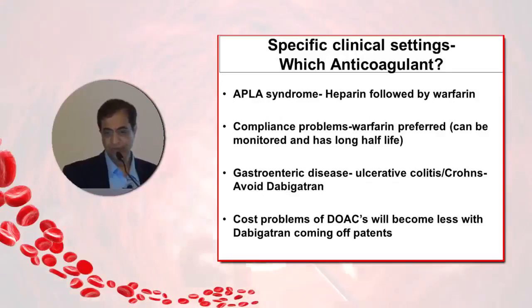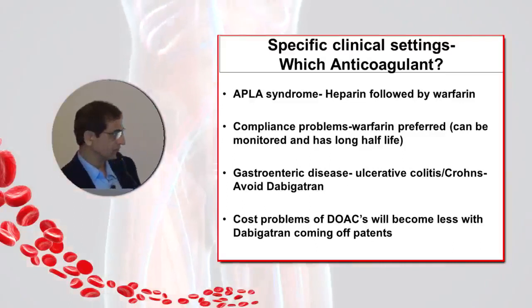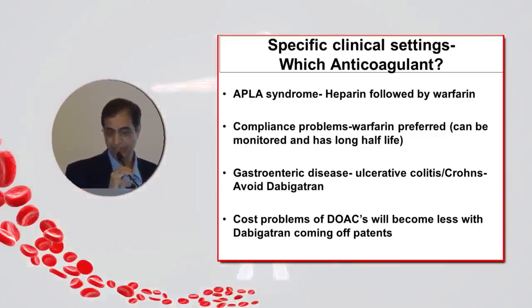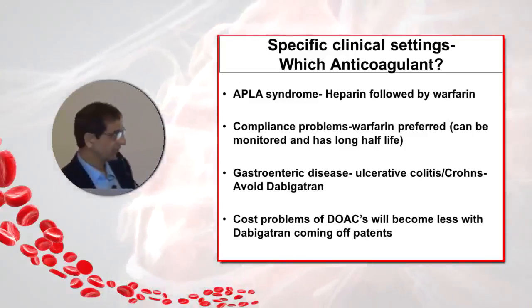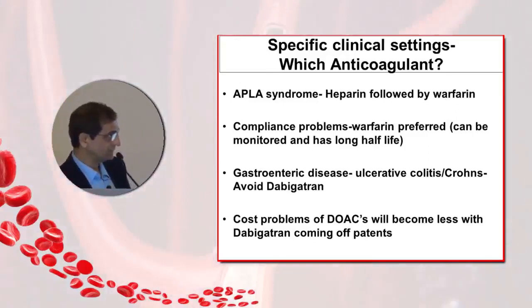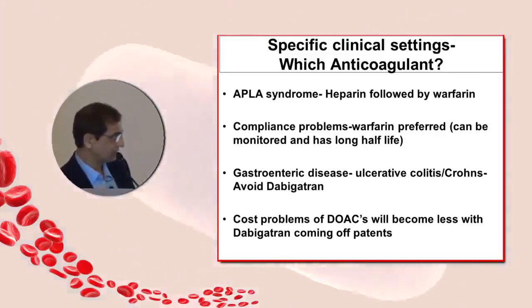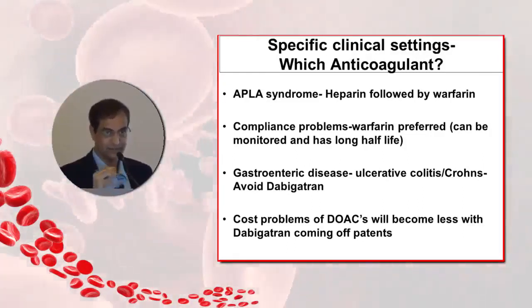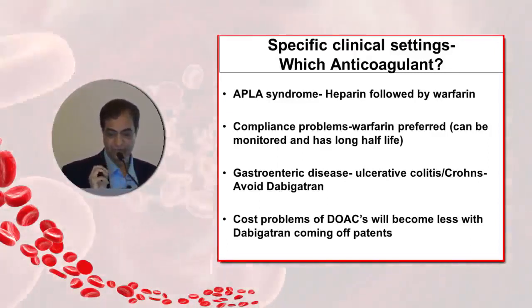If you have an APLA syndrome, heparin followed by warfarin. Again, this is because of lack of evidence in terms of DOACs and NOACs. I think it's just that these are rare disorders which still need to be studied. If you have compliance problems, then maybe warfarin is preferred. It can be monitored and has a long half-life. So if you miss a tablet or two of warfarin, it doesn't matter too much. But if you miss a tablet of a DOAC or a NOAC, the blood level can drop very fast. It may be especially true for the BID or twice-daily DOACs, which are Dabigatran and apixaban. So I think this is true. Missing tablets can be a major problem.